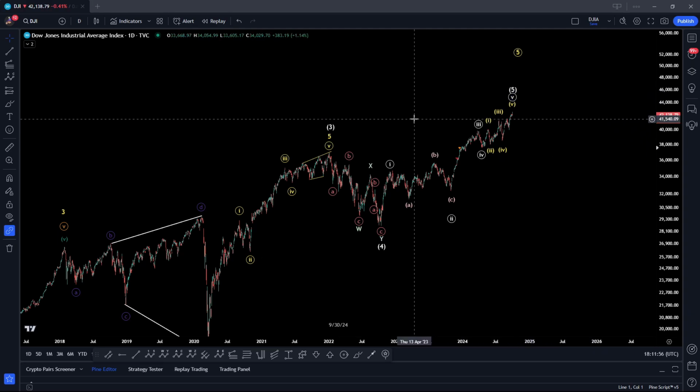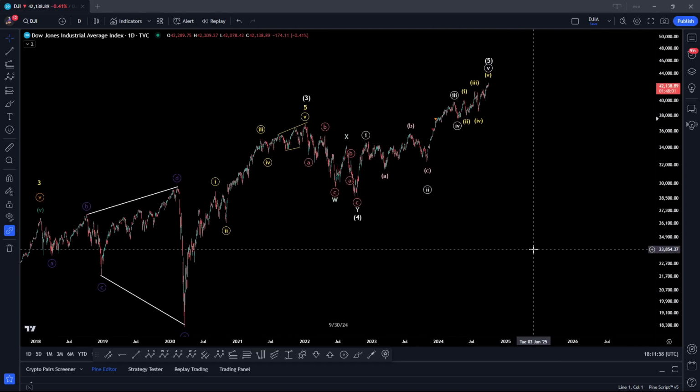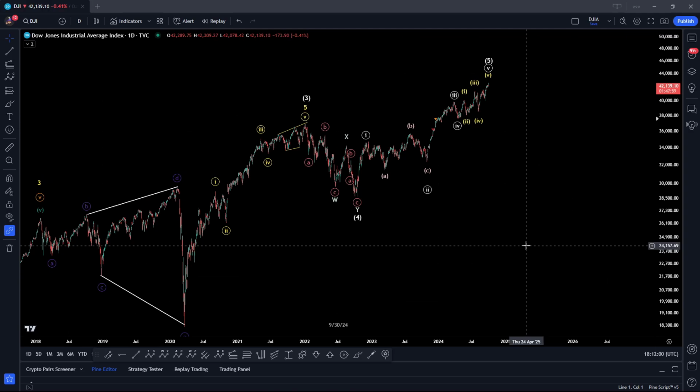Okay. So there's the Dow Jones, creating a terminal ending pattern. She's cooked, folks. It's all she wrote, mama.